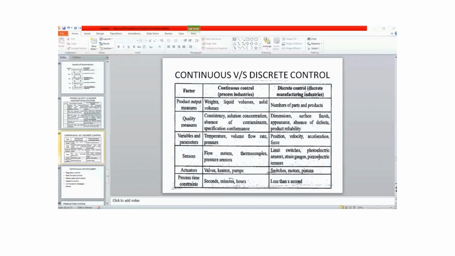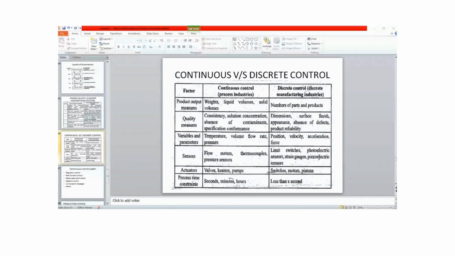Then the actuators. Here we will be using valves, heaters, and pumps. In this case, the actuators are switches, motors, and pistons. And processing time constants are in seconds, minutes, or maybe hours, depending upon the type of the work.